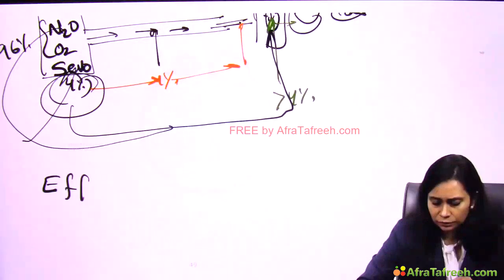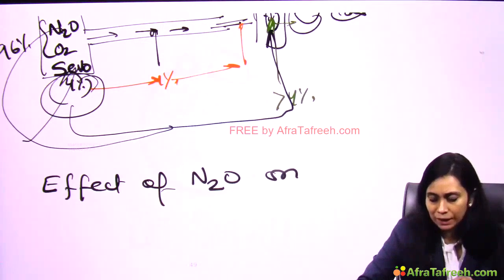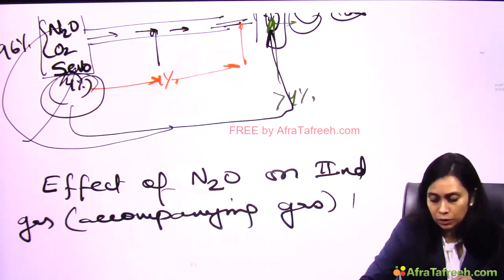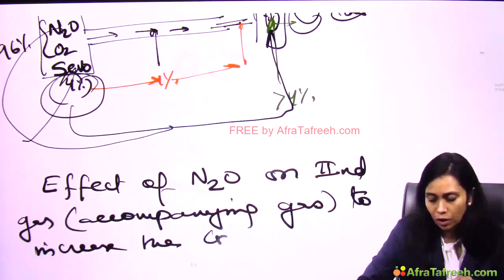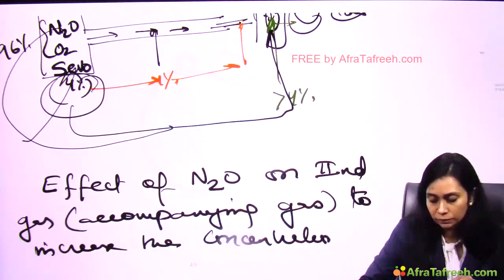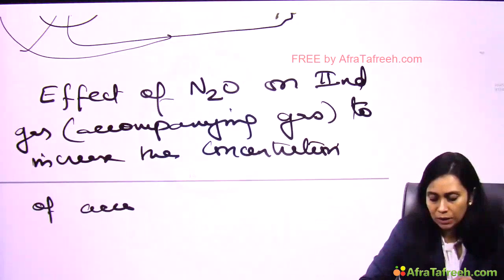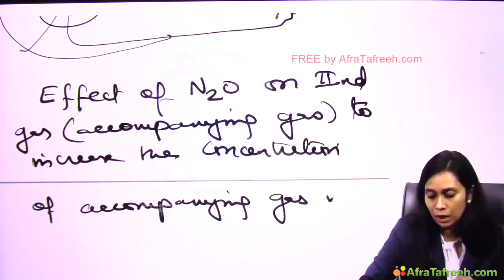So what is second gas effect? Effect of nitrous oxide on the second gas, that is the accompanying gas, to increase the concentration of the accompanying gas in the alveoli. This is called second gas effect.